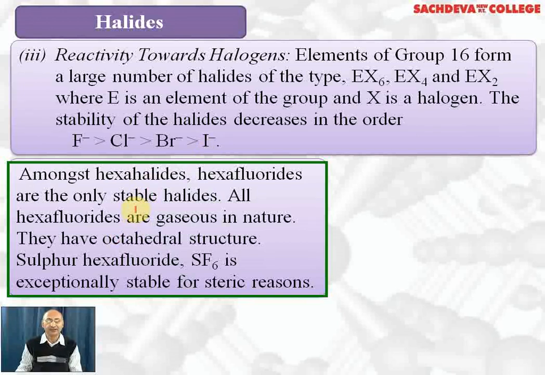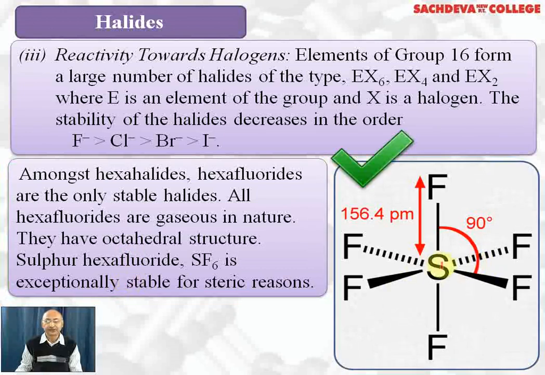Amongst hexahalide, hexafluorides are only stable halides because fluorine is the best oxidizing agent and can provide energy for excitation of electrons. All hexafluorides are gaseous and inert in nature. They have octahedral structure with sp3d2 hybridization. Sulfur hexafluoride is exceptionally stable due to steric reasons, and that is why it is used as a gaseous insulator in high power generators.